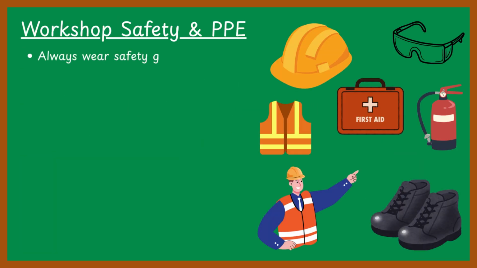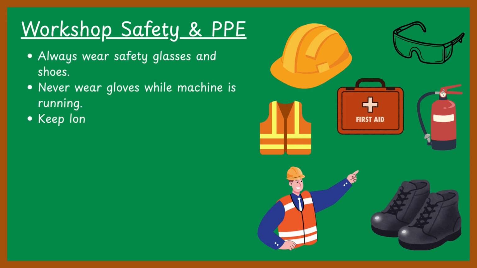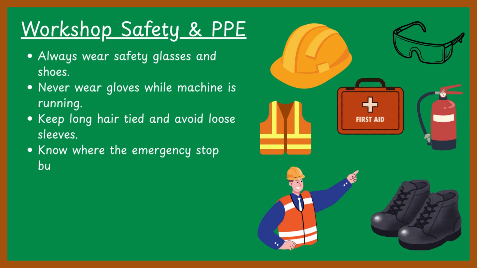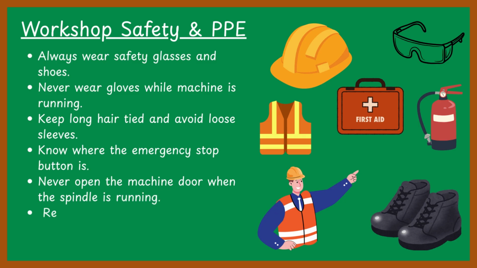Always wear safety glasses and shoes. Never wear gloves while the machine is running. Keep long hair tied and avoid loose sleeves. Know where the emergency stop button is. Never open the machine door when the spindle is running. Remember, metal chips can fly fast. Safety saves lives. That's all for day 1.